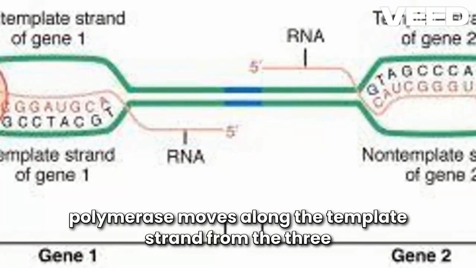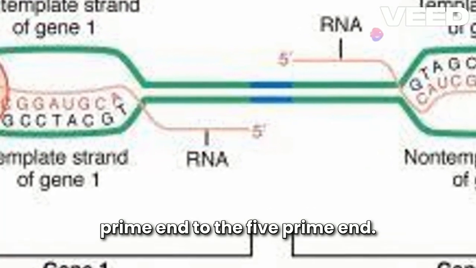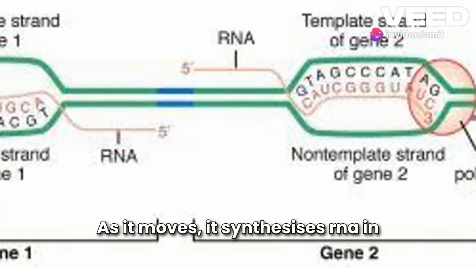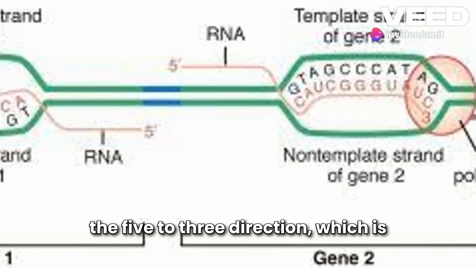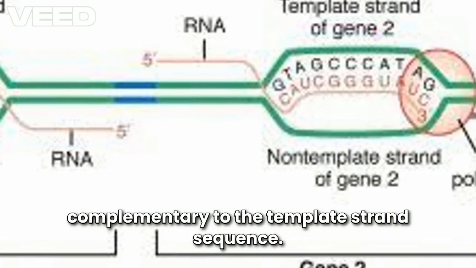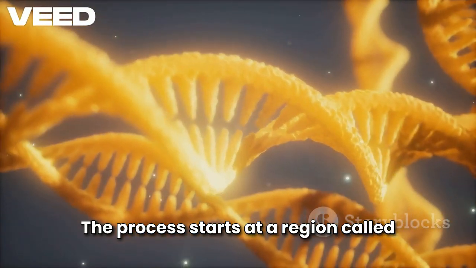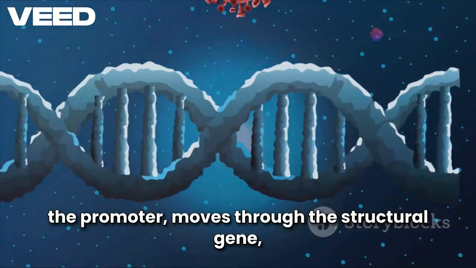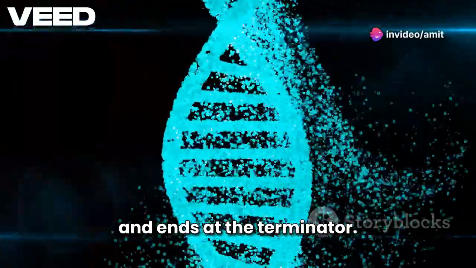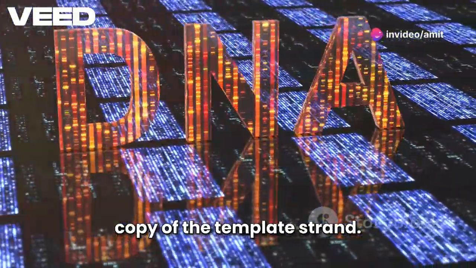Here, RNA polymerase moves along the template strand from the 3' end to the 5' end. As it moves, it synthesizes RNA in the 5' to 3' direction, which is complementary to the template strand sequence. The process starts at a region called the promoter, moves through the structural gene, and ends at the terminator. The RNA produced is a complementary copy of the template strand.